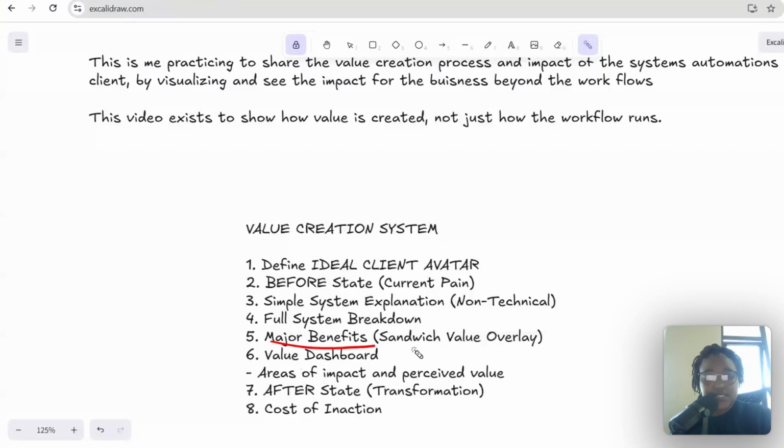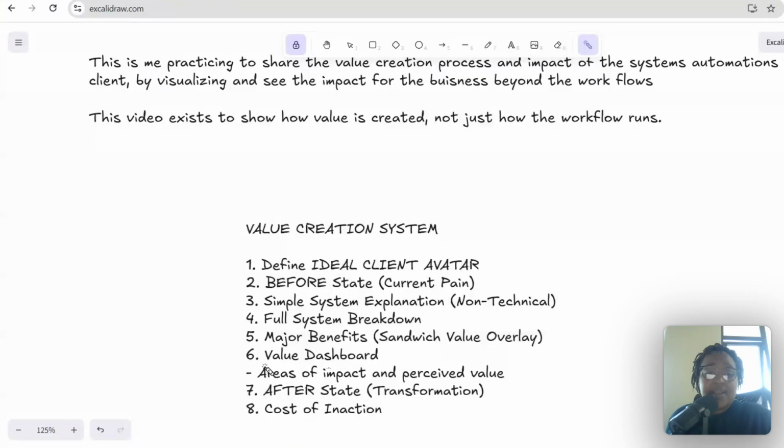Also, major benefits. I call this a sandwich value overlay, which, after the full breakdown, so that it's not overwhelming with technical stuff, it's important to bring the clients back to what the really major benefits are that they are going to get with this system implementation.